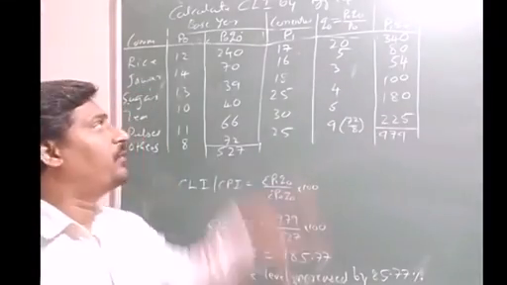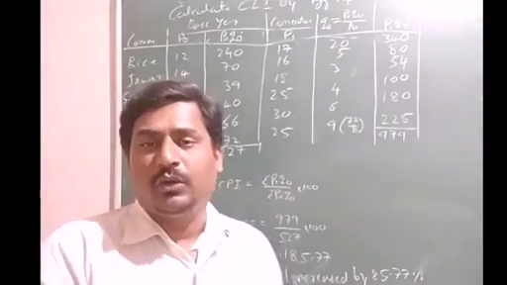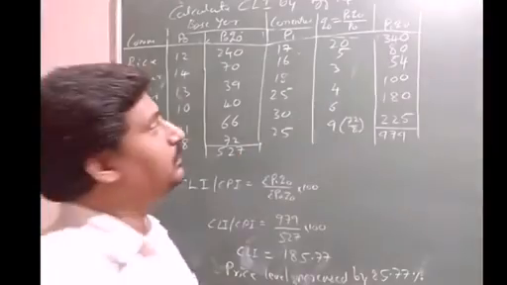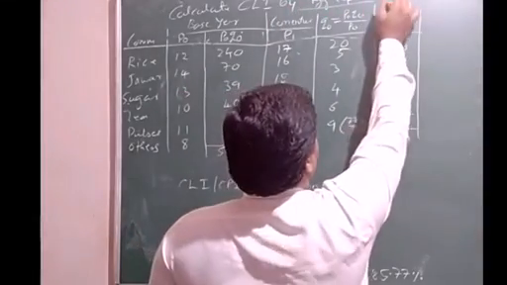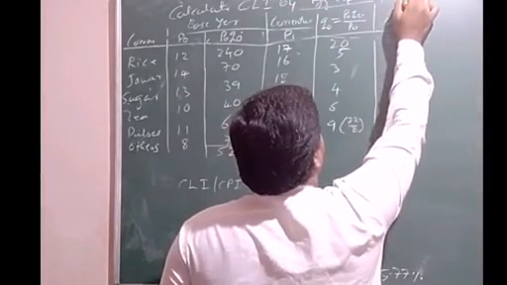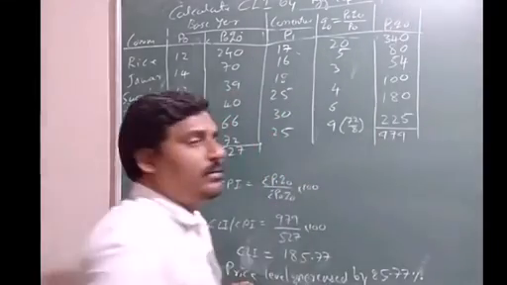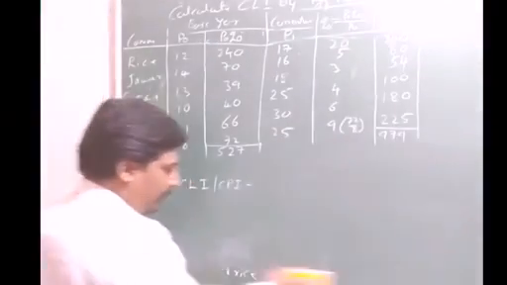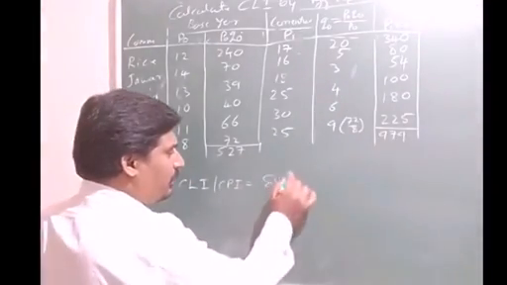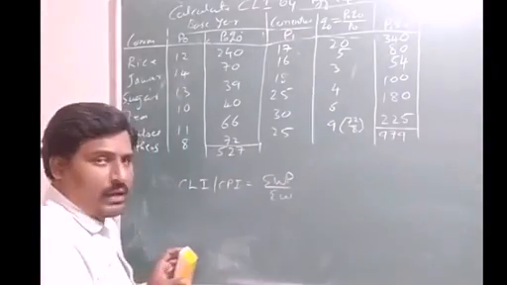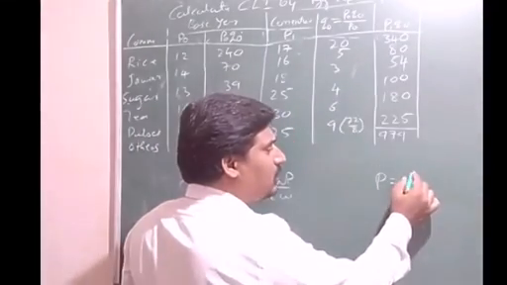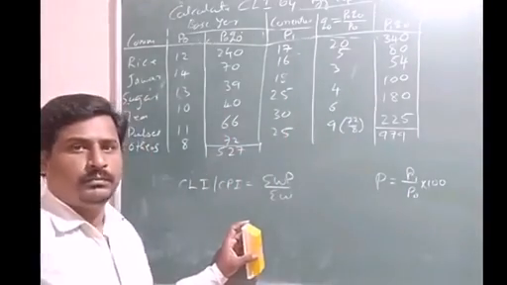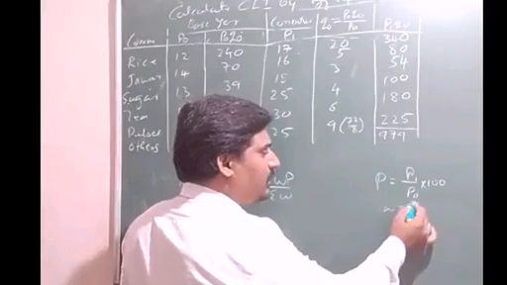Suppose for the same data, the question asks you to find the cost of living index by the family budget method, instead of the aggregate expenditure method. Then what is the formula? The formula is summation WP divided by summation W. And what is P here? P is equal to P1 divided by P naught into 100. And W is nothing but P naught into Q naught.